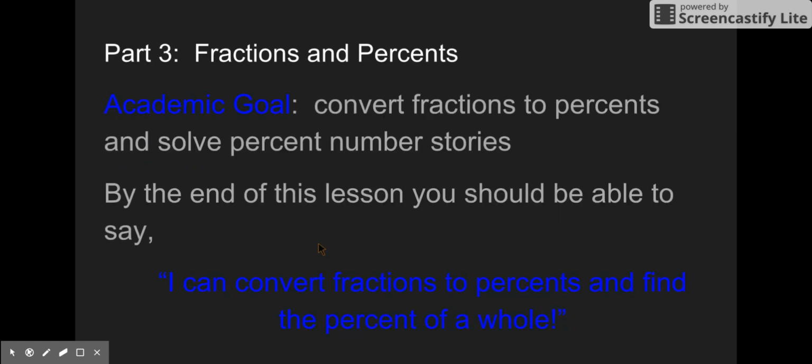Part 3, fractions and percents. Our academic goal today is to convert fractions to percents and solve percent number stories. By the end of this lesson, you should be able to say, I can convert fractions to percents and find the percent of a whole.